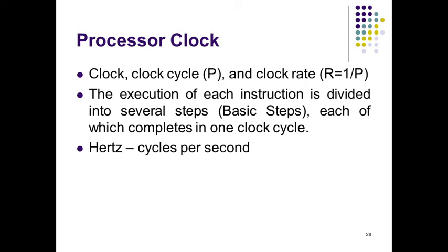The length P of one clock cycle is an important parameter that will affect the processor performance. Its inverse is the clock rate, that is R equal to 1 by P, which is measured in cycles per second. Processors used in today's personal computers and workstations have clock rates in the range from a few hundred million to over a billion cycles per second.